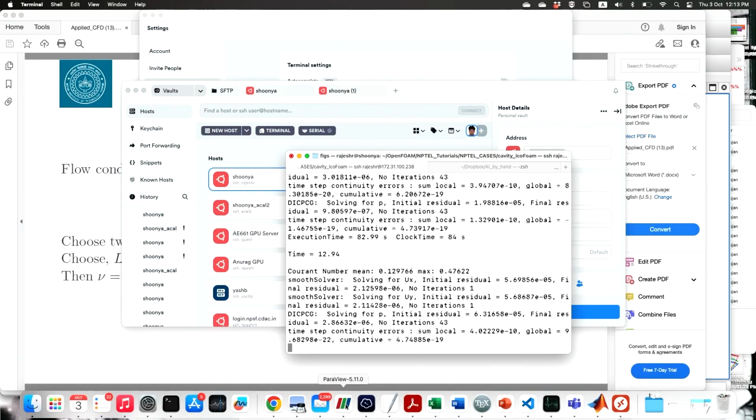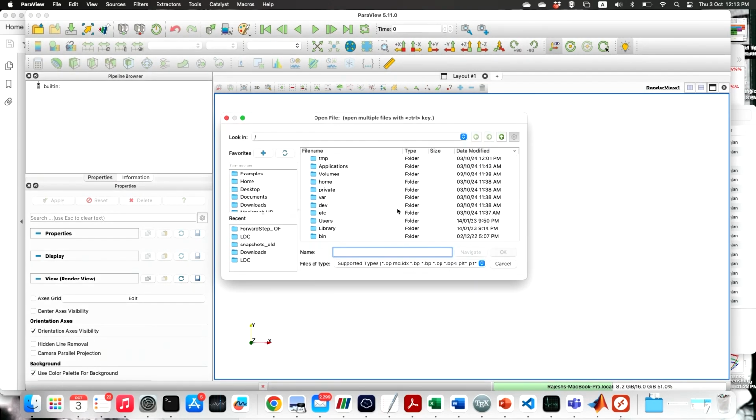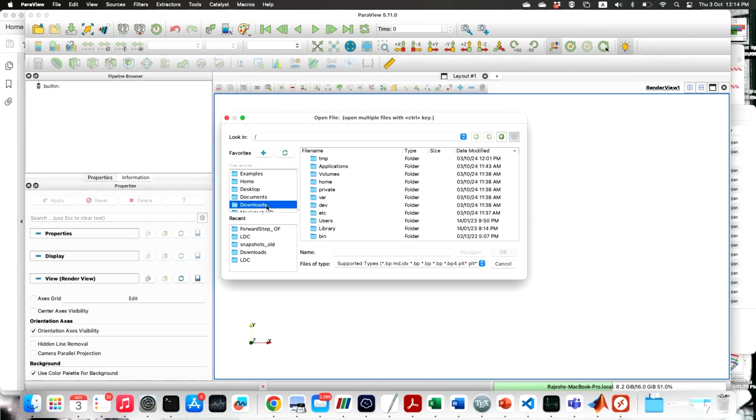What you can do is use ParaView and open the solution. You can open it directly using ParaView, or there is paraFoam. Just go to the terminal and type paraFoam, and it will open the solution. But because we are running on a cluster, there is no visualization there, so I have to download those files to the local system and then do it. That is what I have done here.